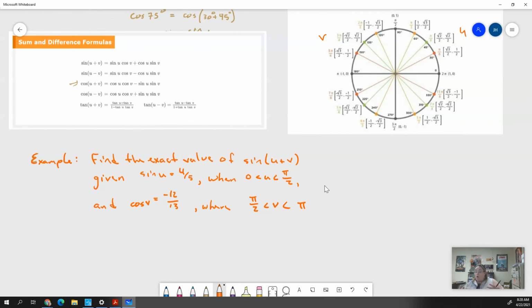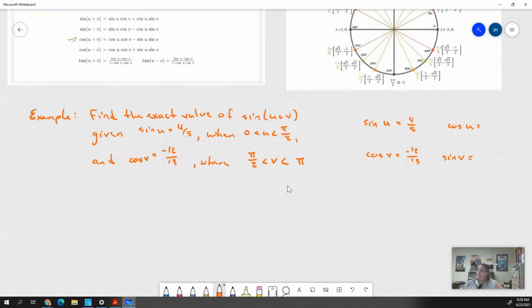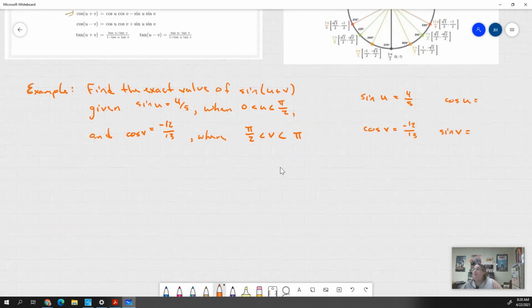But it's not giving us all the information we need, because clearly we need to know sine and cosine of u, and we need to know sine and cosine of v. And right now, all we know is sine of u equals 4/5, and we need to know what cosine of u equals. And we know that cosine of v equals negative 12 over 13, but we need to know what sine of v equals. And this is going to take us back a few sections, right?